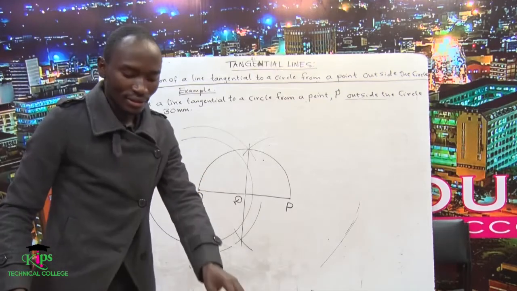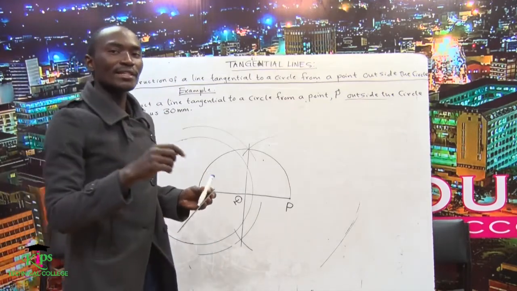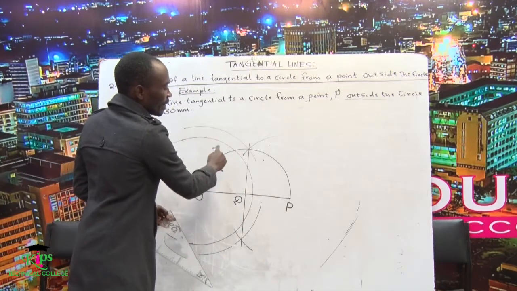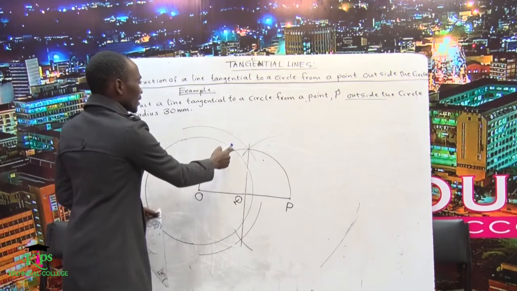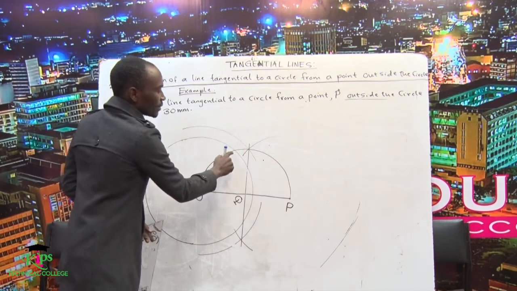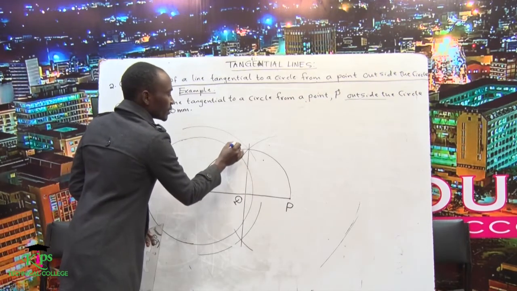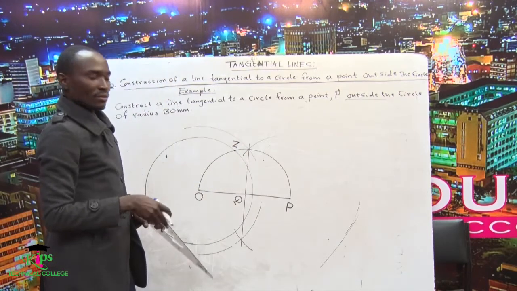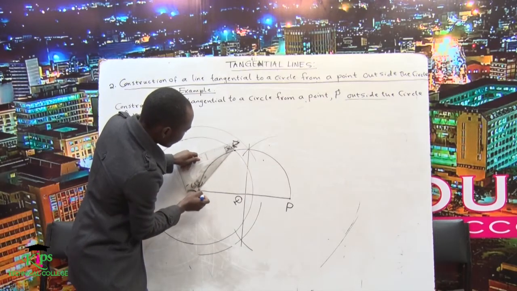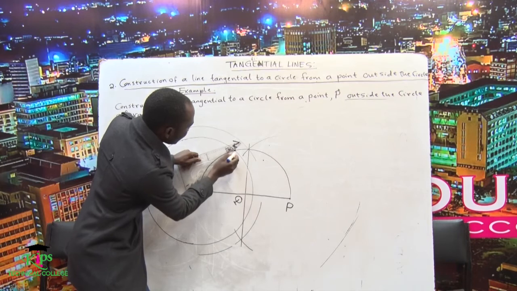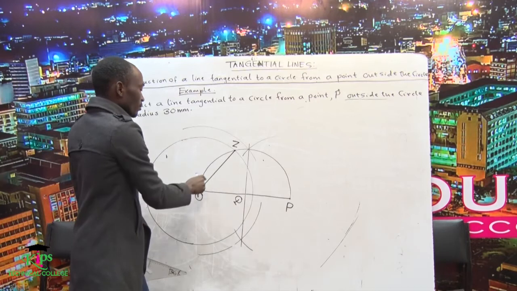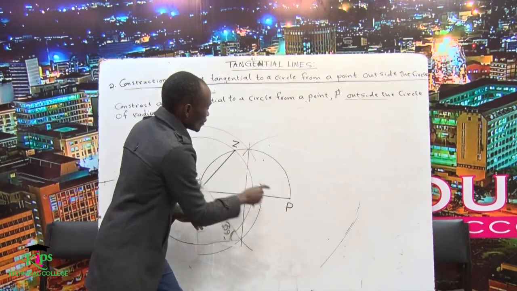Then now, I will look at that point whereby the semicircle has intersected with my circle. So this is the circle. You can see there's a point whereby those two lines have crossed each other. This is the point. Let me call it point Z. So now what I need to do is I will join Z to O, then Z to P.